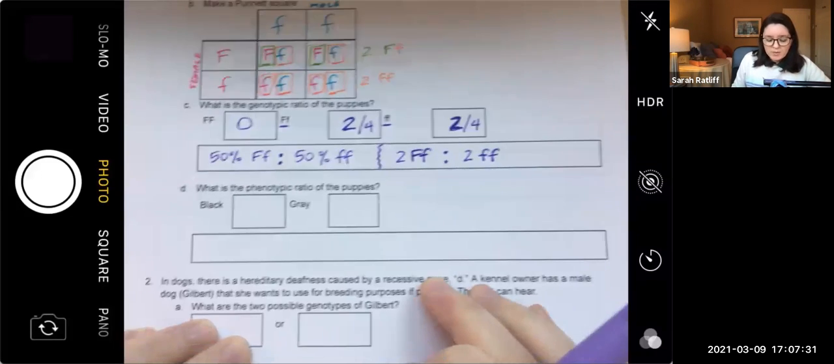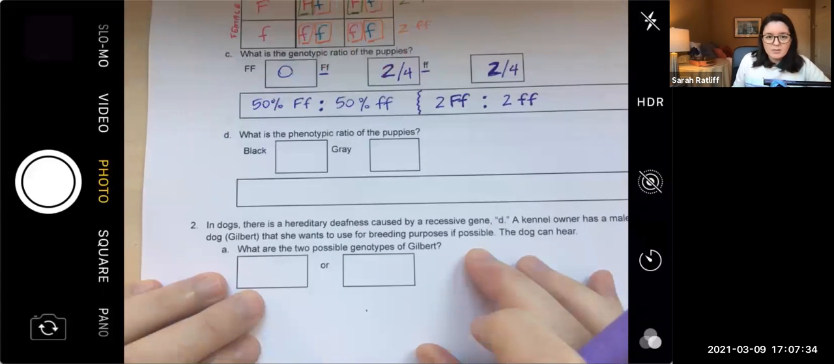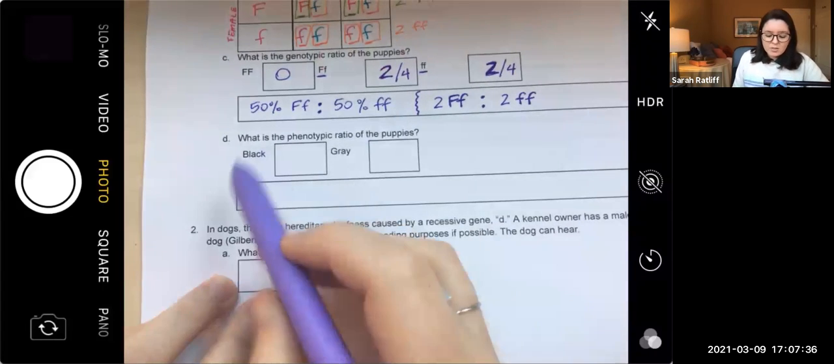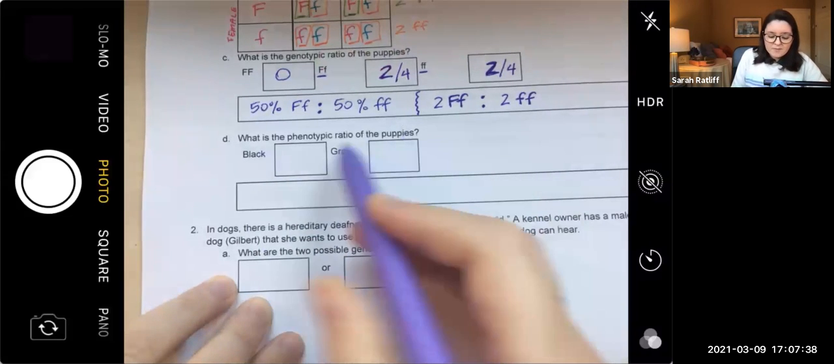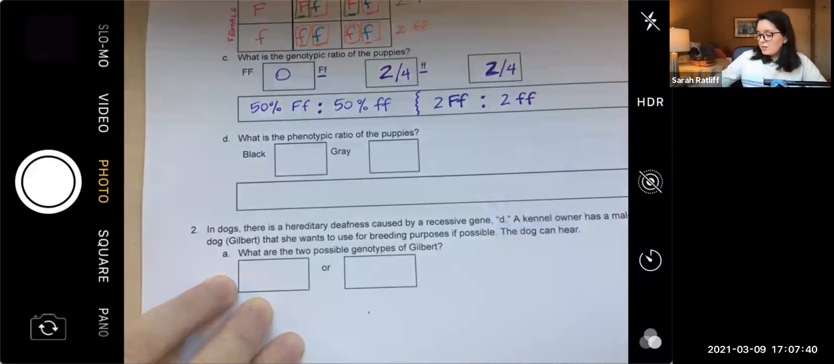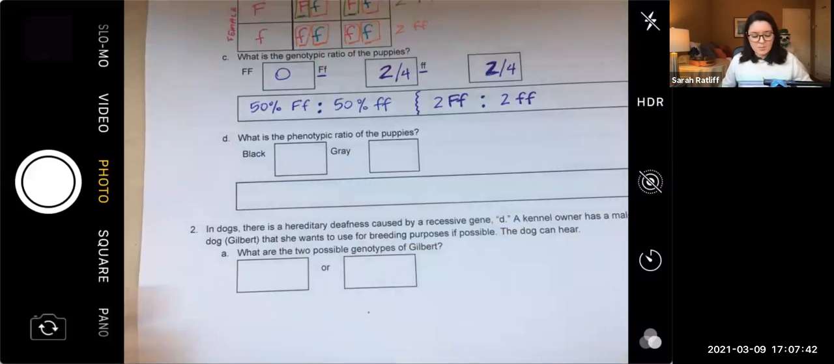All right, now let's move on to D, the last little part here for our puppies. What is the phenotypic ratio of the puppies? So now we're looking at the phenotype. Change colors. Let's get out some highlighters in a moment. So we're looking at what are the colors of the puppy's hairs going to be.